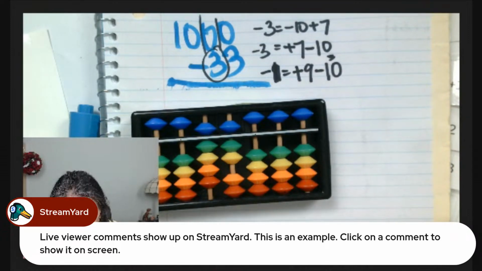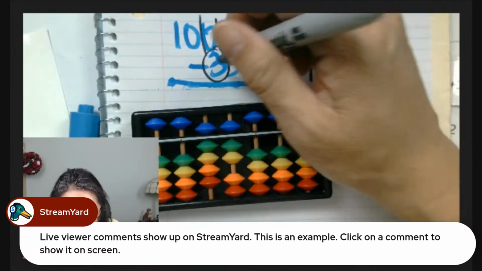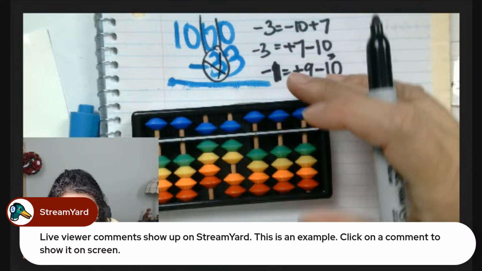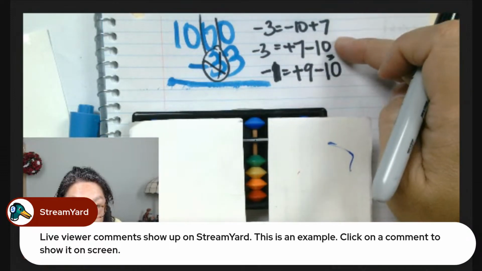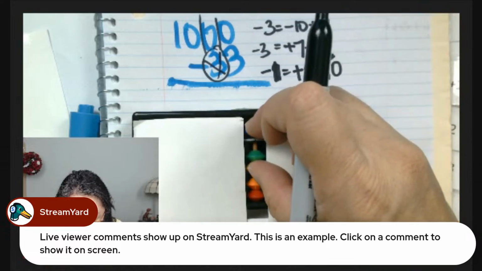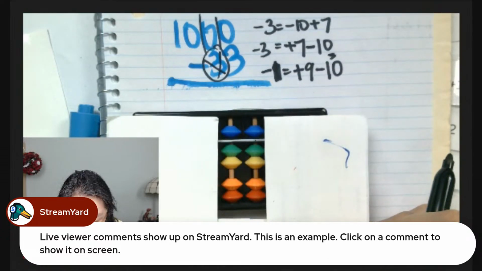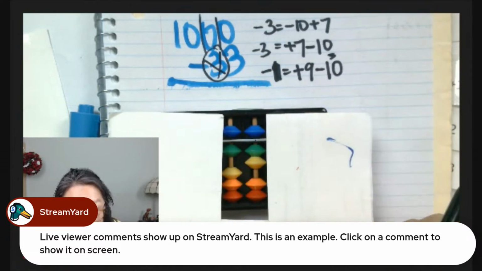And then my question is the next one, right? Now I'm on here. I'm already done with the 3. So I'm going to minus the 3 here. Minus the 3 is what? Plus the 7 minus the 10. So I'm going to take away the 10.